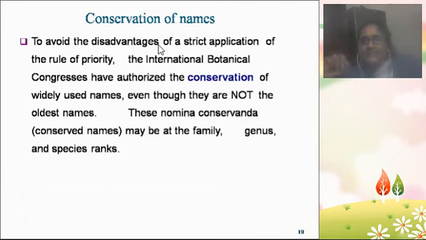So that is known as the conservation of names. In some particular cases, the ICBN gives some deviations. They give some lenience for conserving some particular names. That is known as the conservation of names, and the conservation of names applies at the family level, genus level and the species level.